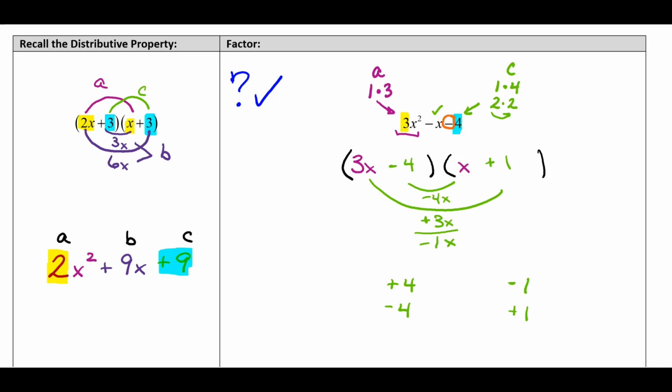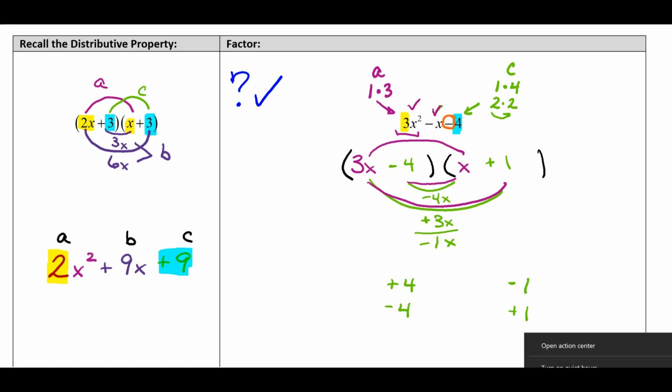Now, I'm not going to just stop there and assume that I got it right. I'm going to go back and check all my terms. Did I multiply and get 3x times x to be 3x squared? Yes, I did. Check. I'm going to double check, maybe I made a mistake. Negative 4 times x is negative 4x. 3 times positive 1 is positive 3x. So that's definitely negative 1x. And then lastly, I'm going to do negative 4 times 1, which is negative 4, and that's my third term.